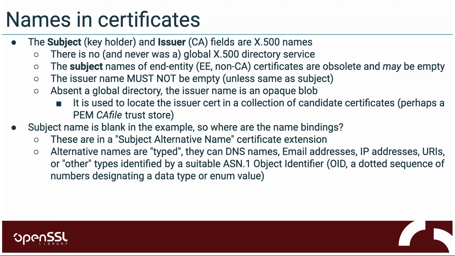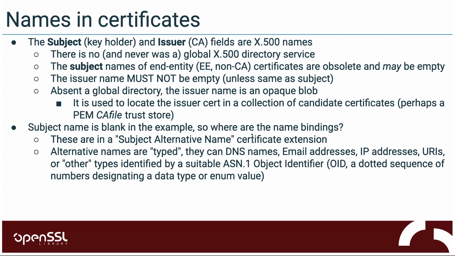But the issuer name in a certificate that's not one of these self-signed ones that has no names at all must not be empty. So if you're going to operate a certification authority, it must have a non-empty name. Absent a global directory, these issuer names that were supposed to form some sort of hierarchy for the global X500 directory aren't really important so long as they're unique. So they should probably have some sort of name that means something to you, but what exactly it holds is not terribly important, just so long as you don't have multiple issuers with the same name that are unrelated.